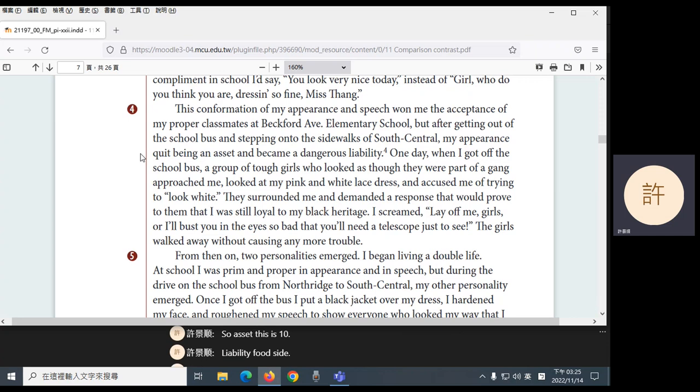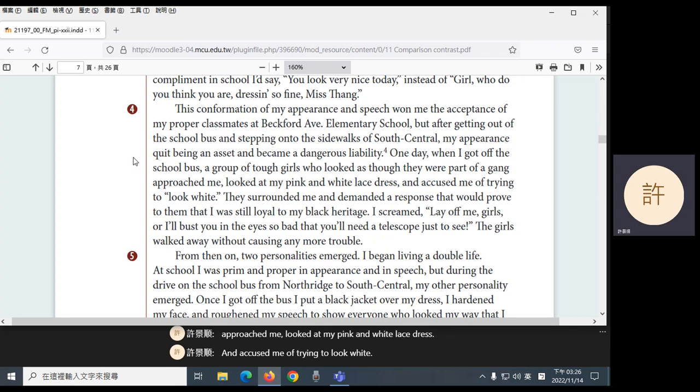This white behavior in her neighborhood turned from an asset into a liability. And it was a dangerous liability. One day, when I got off the school bus, a group of tough girls who looked as though they were part of a gang approached me, looked at my pink and white lace dress, and accused me of trying to look white.